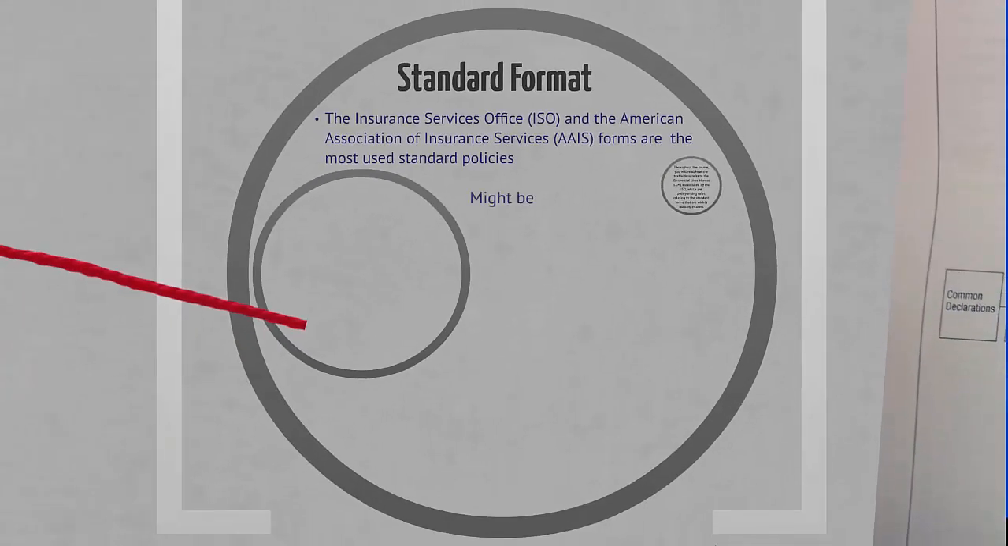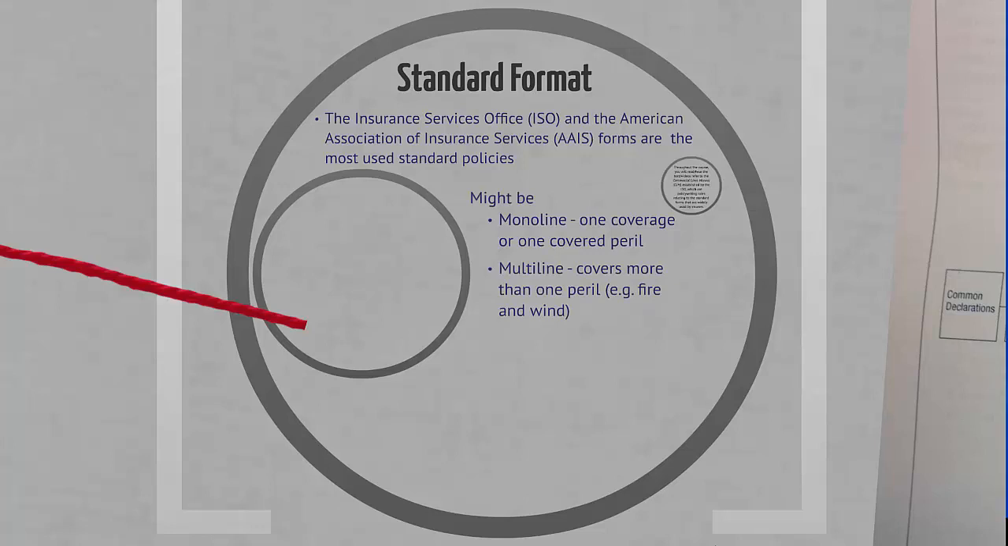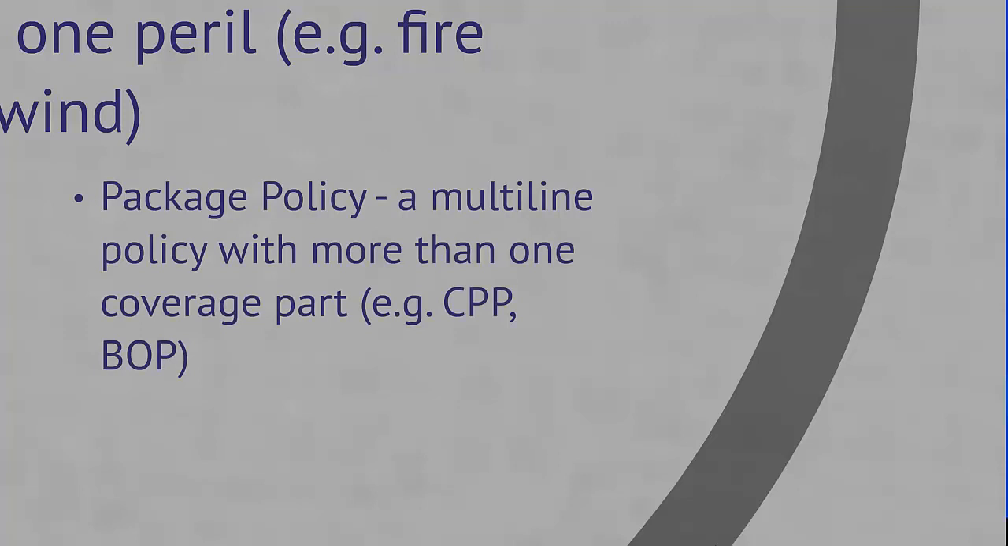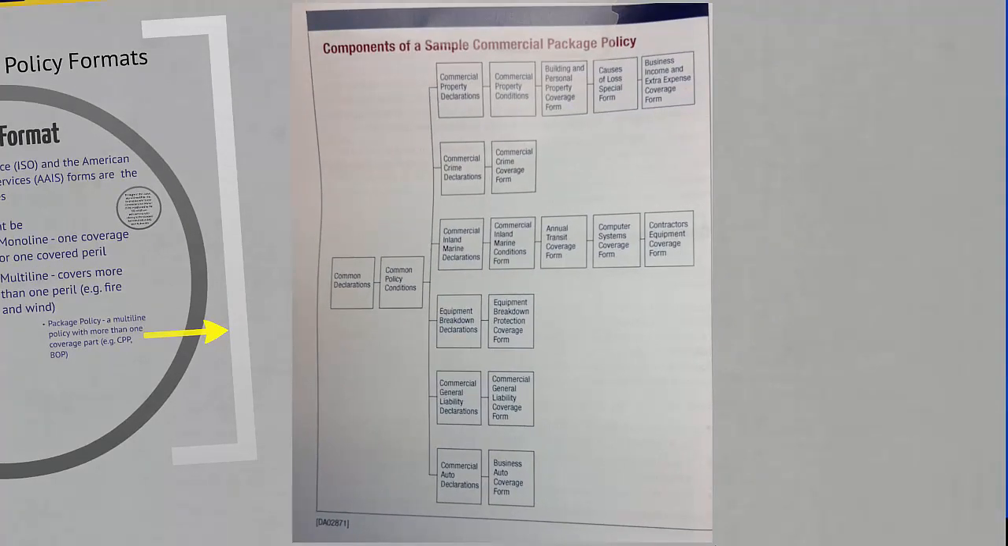These standard policies might be monoline, which is one coverage or one covered peril, or they could be multi-line, which covers more than one peril, for example, fire and wind, or fire, wind, and burglary. A multi-line policy could also be a package policy, which again is a multi-line policy with more than one coverage part. Let's look at, from the textbook, the commercial package policy.